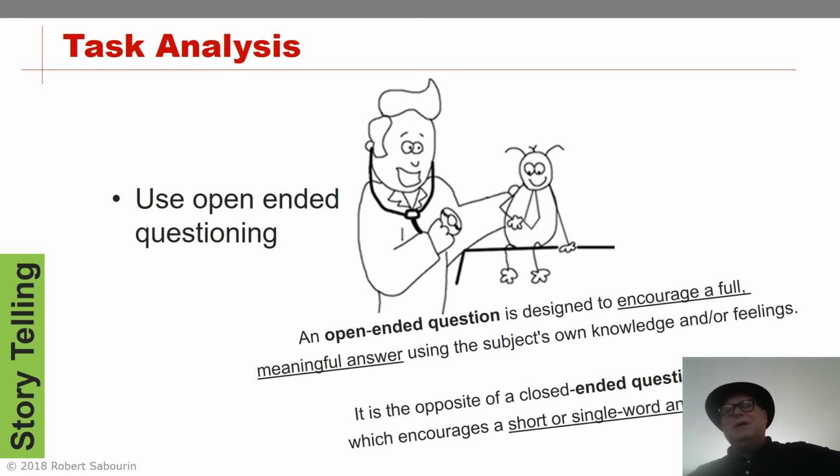open-ended questioning. An open-ended question is designed to encourage a full and meaningful answer using the subject's own knowledge and feelings and expressing them in their own words. It's the opposite of closed-ended questions, which encourage short, single-word, yes-no type of answers, one of a list of answers. So I try to use open-ended questioning when I'm doing task analysis.